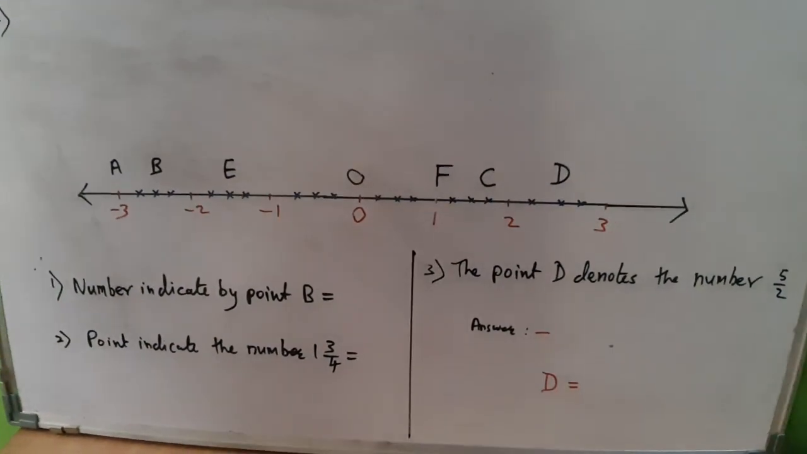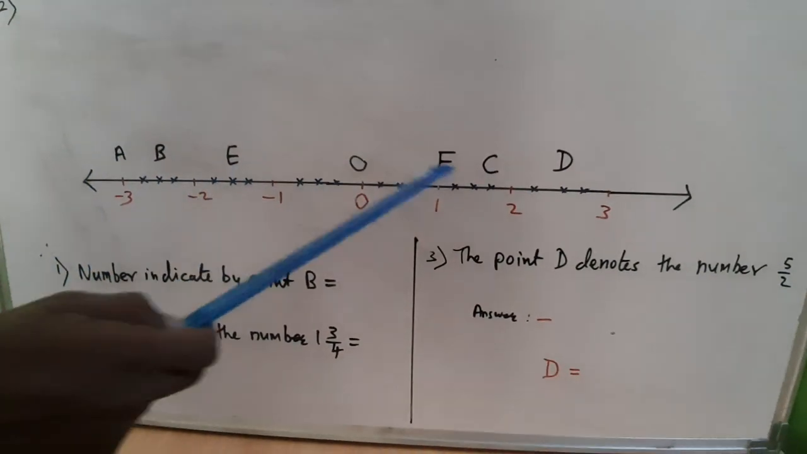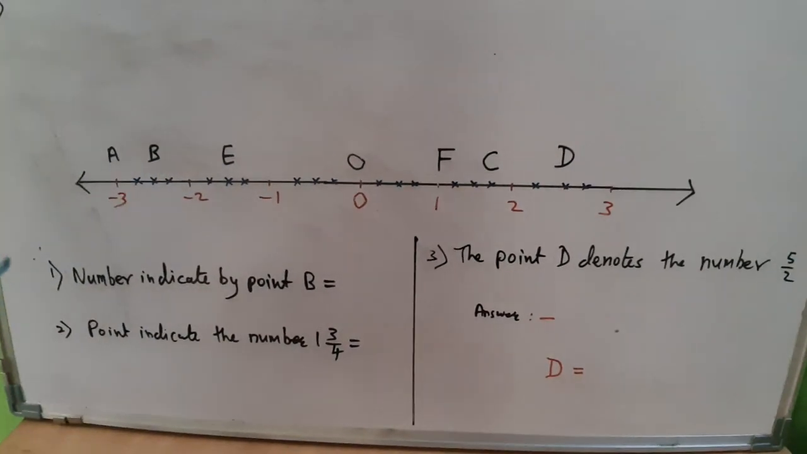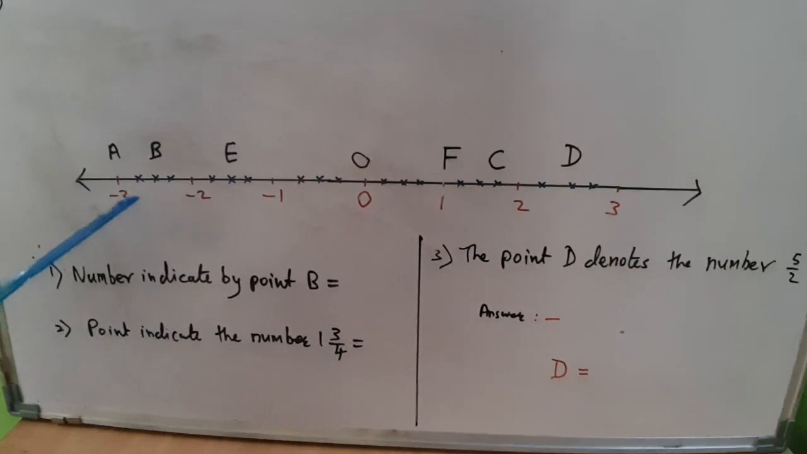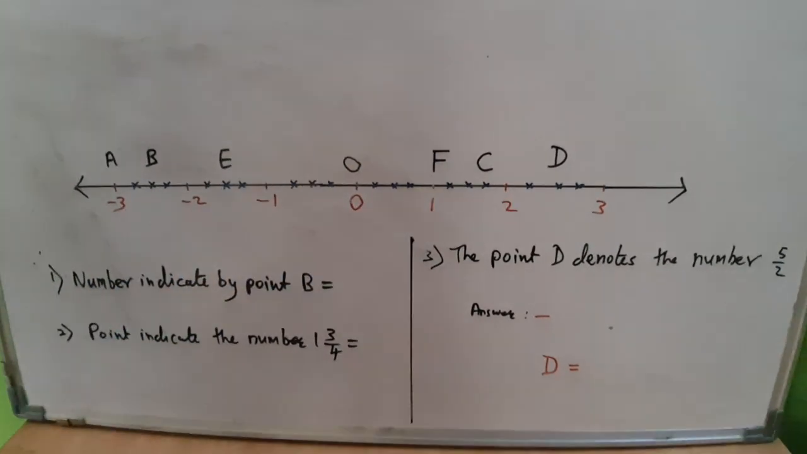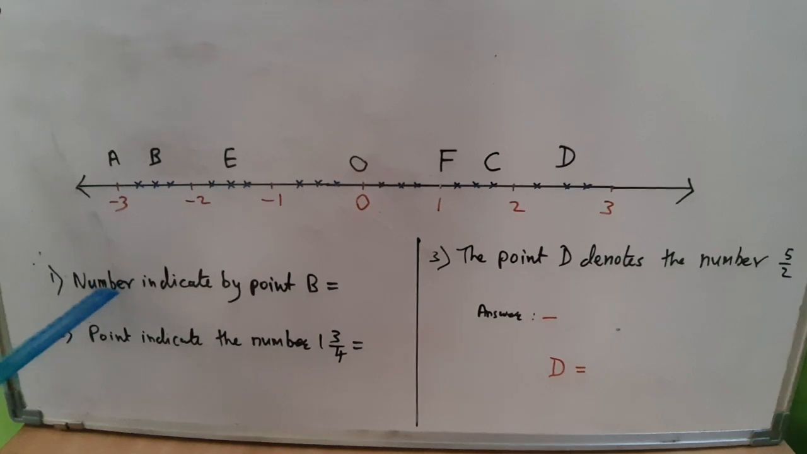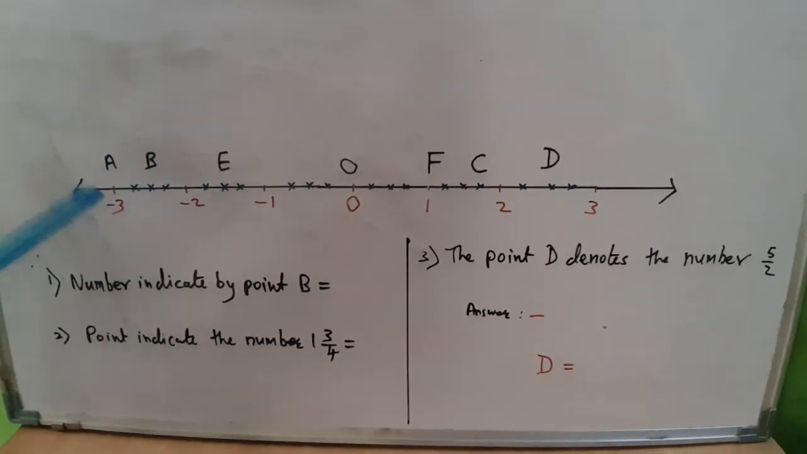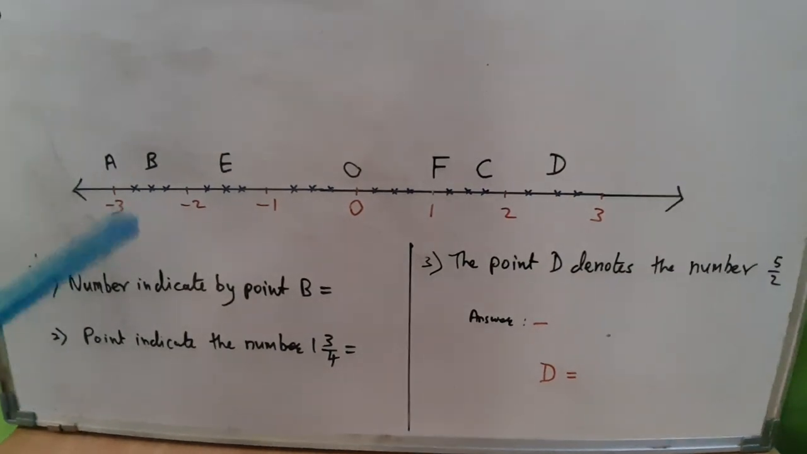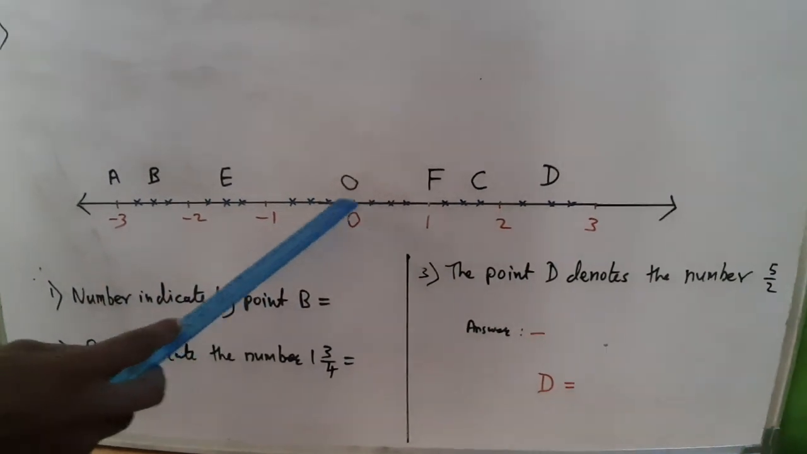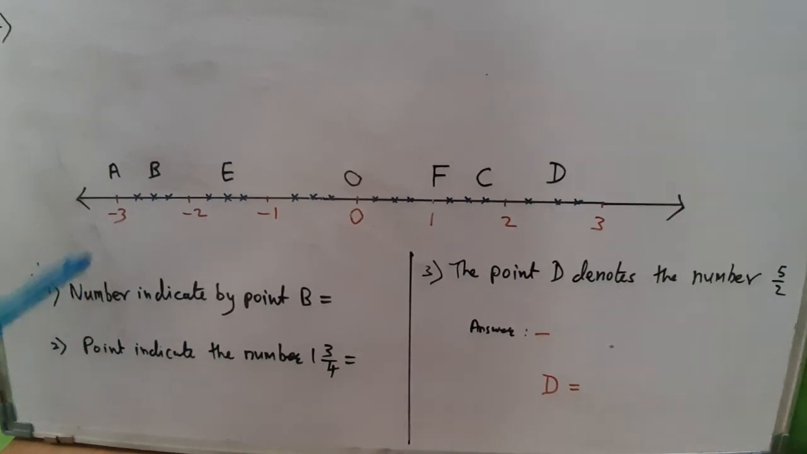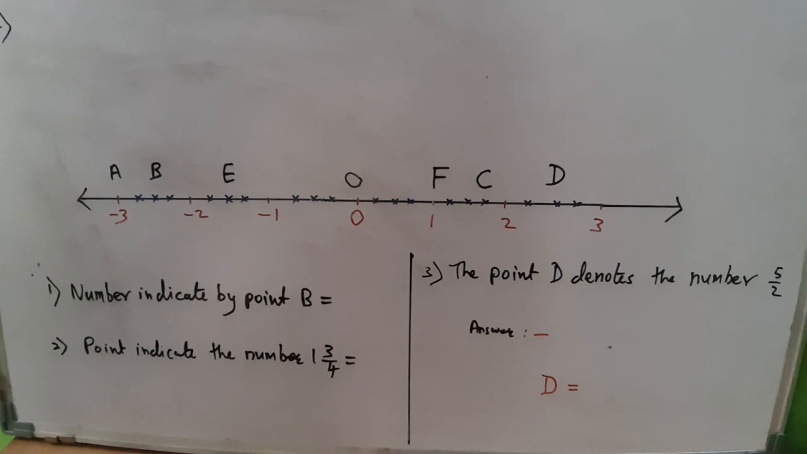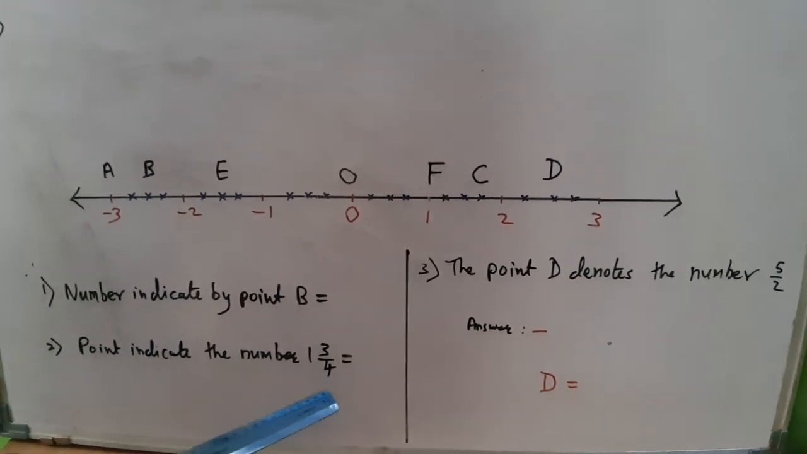Now I told you A, B, E, O, F, C, D are points. Letters are called points. And the following are the numbers. The first question is, number indicated by point B. Before finding the point, how many parts did we make here? 1, 2, 3, 4. 4 parts. We made 4 parts. Each unit is divided into 4 parts. Means our denominator may be 4.